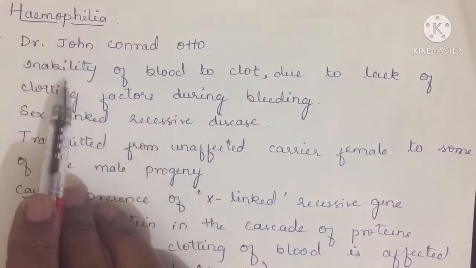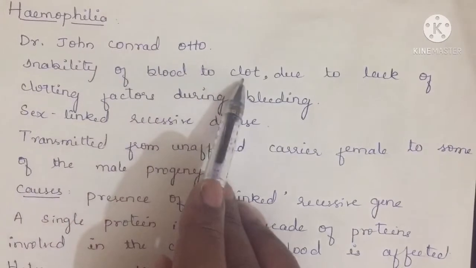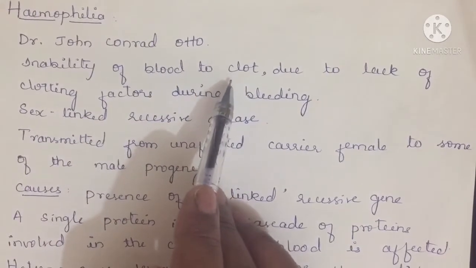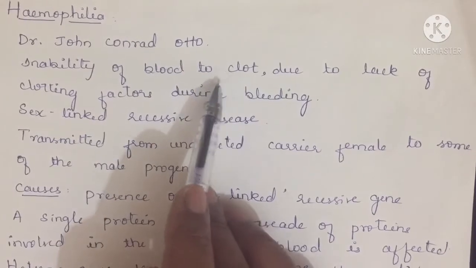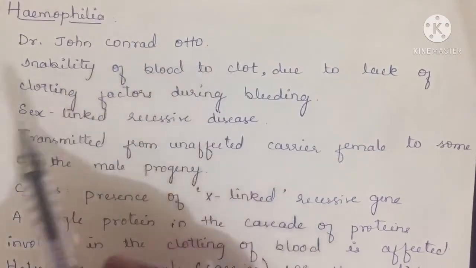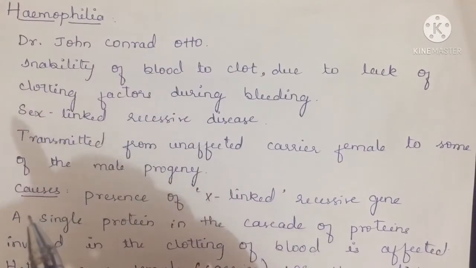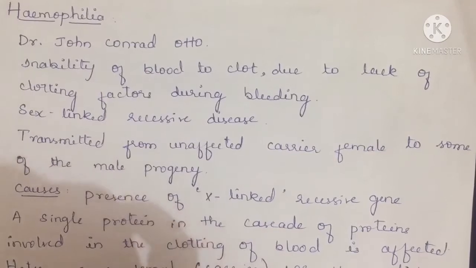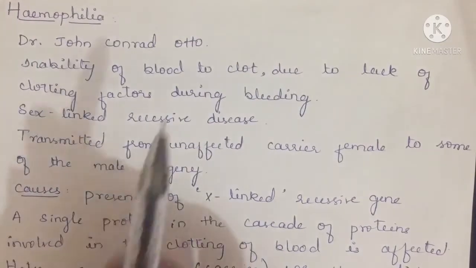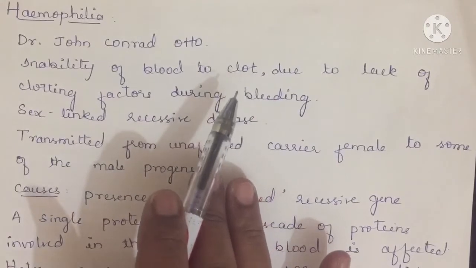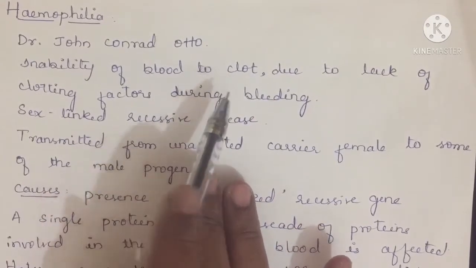What happens in this? There is an inability of blood to clot. As you all know, blood clotting is very much necessary in an organism, because without a blood clot, blood will flow continuously. Whenever we have a single incision or some damage to our skin, some skin has been ruptured, blood starts to flow. After some time it stops by itself. How does it stop by itself? That is because of blood clot.